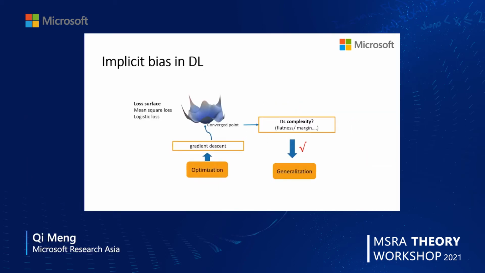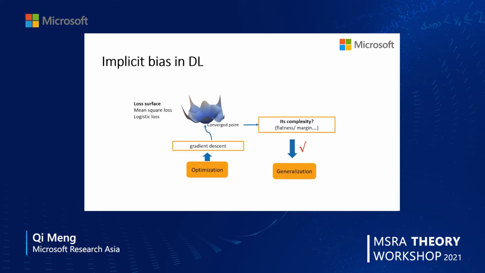To characterize this implicit bias, we usually aim to characterize the complexity of the converged point of a specific optimizer, such as gradient descent. For example, flatness or margin can be used to characterize the complexity. In 2018, Soudry et al. first tried to formulate this problem, and they proved that gradient descent can converge to the max margin solution on separable data under logistic regression settings.